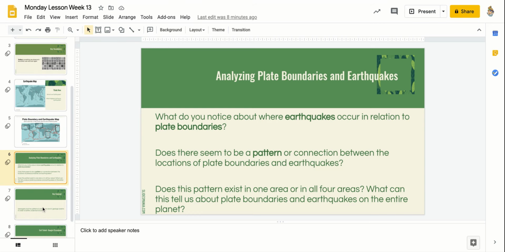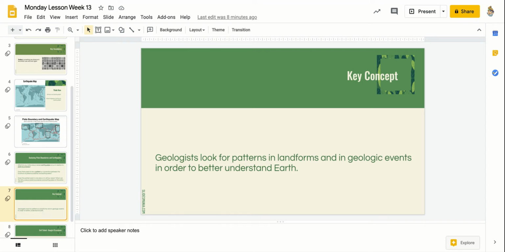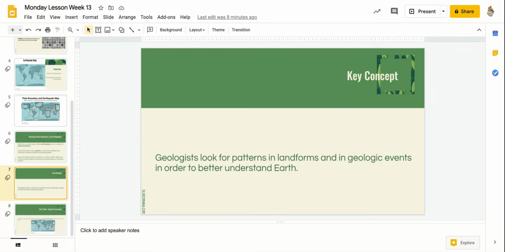As you analyze the maps, we want to remember that geologists look for patterns in landforms and in geologic events in order to better understand Earth. So they're looking for these patterns to make connections and to study Earth's past.